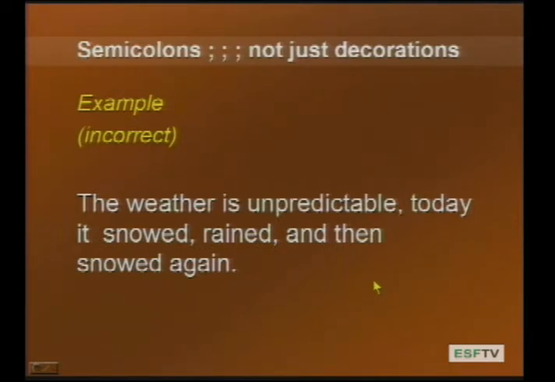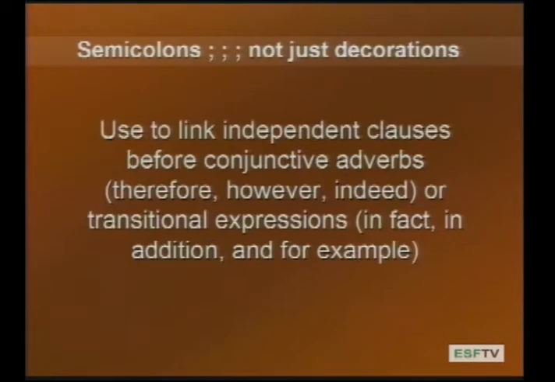However, this example is incorrect. The weather is unpredictable, here's a comma, today it snowed, rained, and then snowed again. It needs to be either the semicolon or the period. Otherwise, you have a run-on sentence. It becomes confusing. All right, moving on.